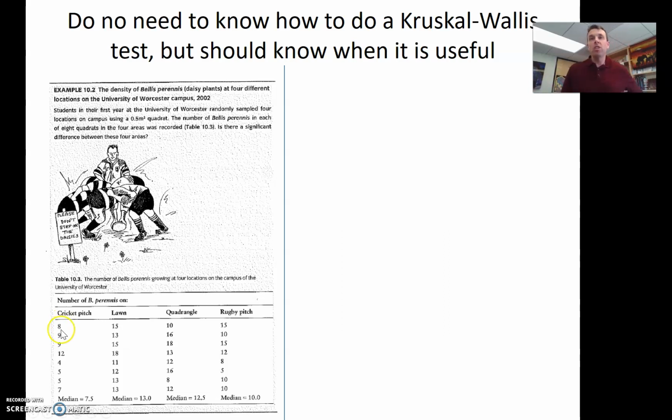All right, so if you're using these as data points, you had 8 daisy plants, and then 9, then 9, then 12, and so forth. This is non-parametric data. But we have multiple groups because they looked at the cricket pitch, the lawn, the quadrangle, and the rugby pitch. This would be useful for a Kruskal-Wallis test.